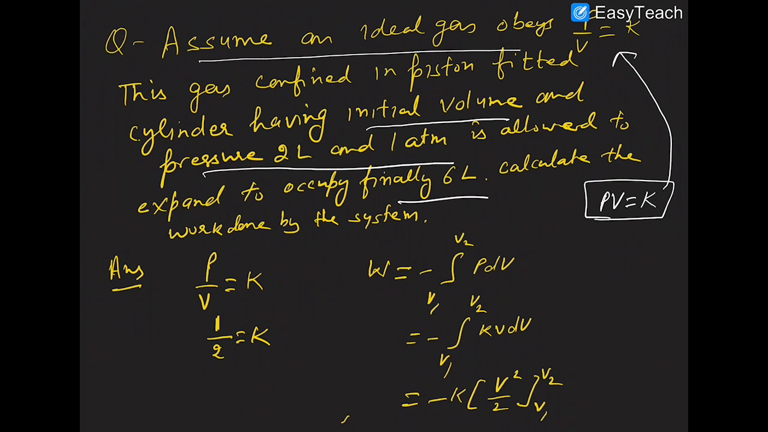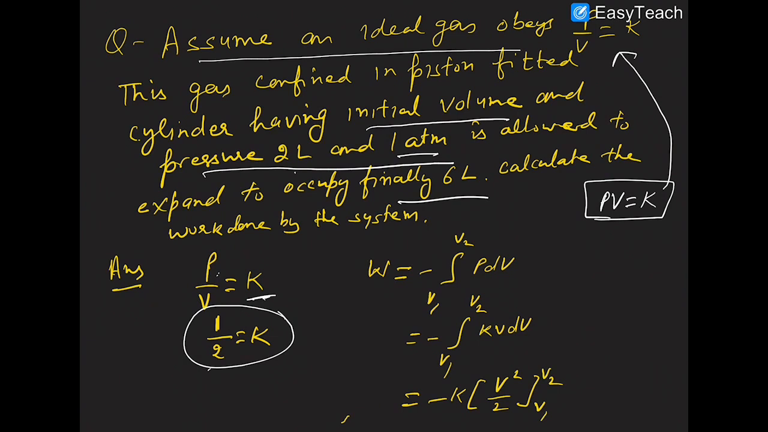Calculate the work done. Since you know that P by V equals K, write down the value of P is 1, V is 2, so the value of K comes out to be half. Okay, so work done will be the integration from V1 to V2 of P dV, as you know, because reversible work done will be what?